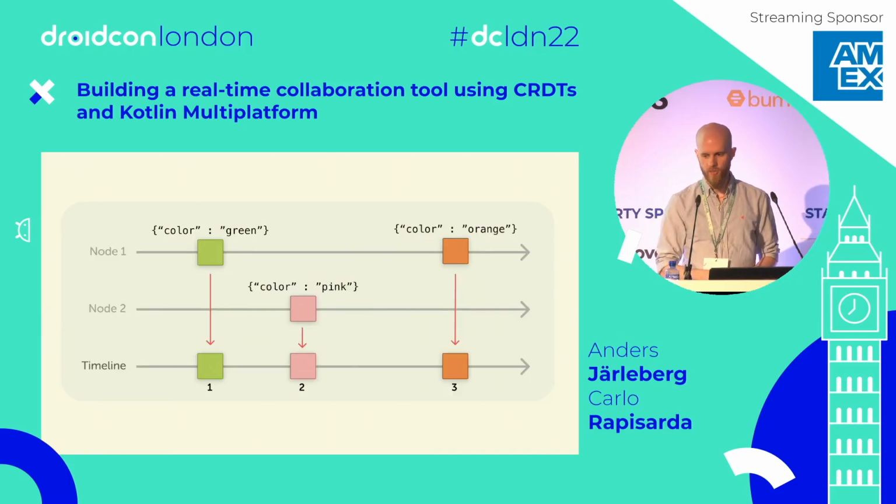Essentially, we want something like this, where we can construct a timeline that is the same in all the nodes, so that we can all agree on, yes, this happened, and this happened, and this happened. So in this example, the color should be orange because that was the last thing that happened in our timeline.